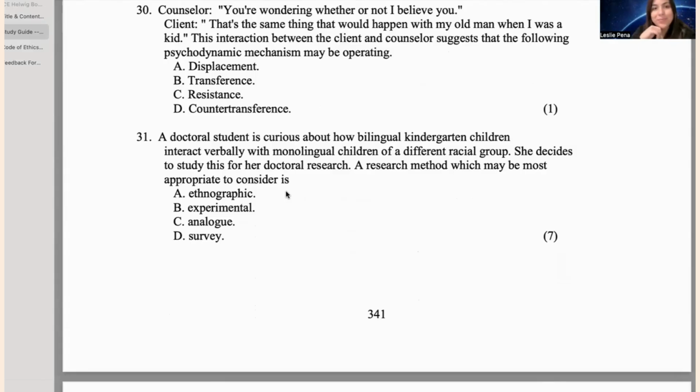Number 31. A doctoral student is curious about how bilingual kindergarten children interact verbally with monolingual children of different racial groups. She decides to study this for her doctoral research. A research method which may be the most appropriate to consider is what? This is an ethnographic experiment. And ethno, think like ethnicity, and we're covered because it's specifically revolved around their ethnicity. So the answer would be A.